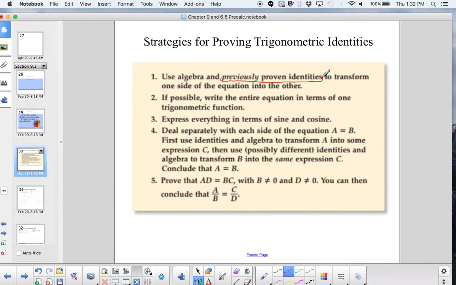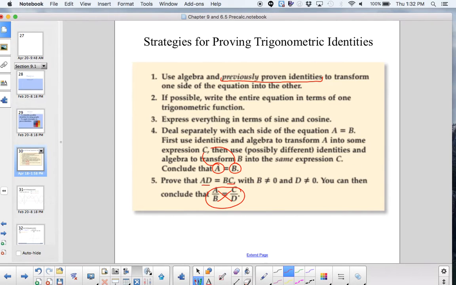Number 4 would be to deal with each side separately. So if you have sides A and B, change side A to equal C and side B to equal C, and then that's the same as proving that A and B are equal. And then the last would be to use cross products. So you know that if you have a fraction, then the cross products are equal, so you can work with that. So if AD equals BC, then this must be true, and vice versa.